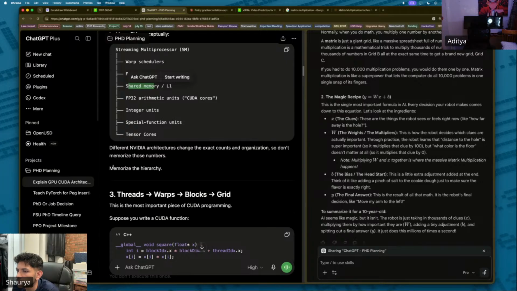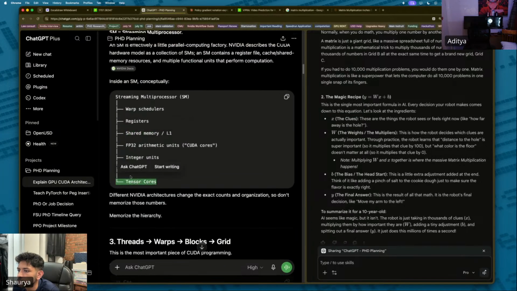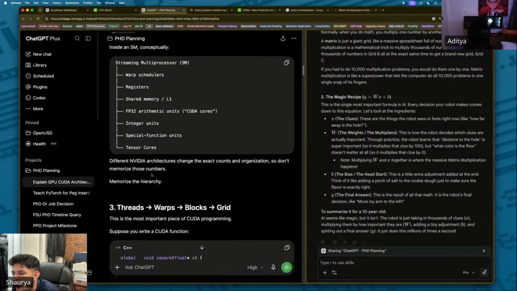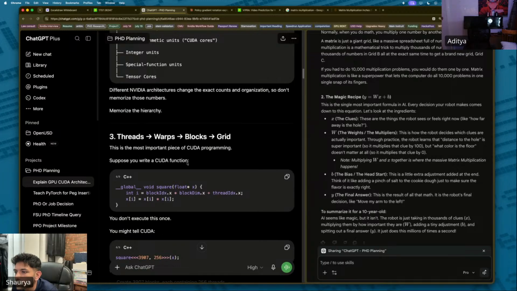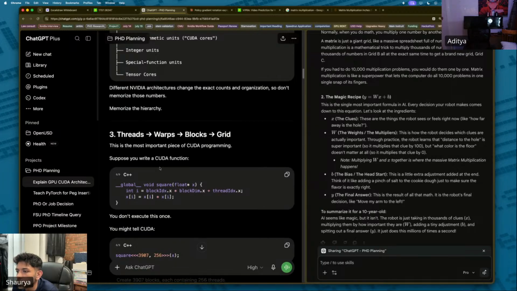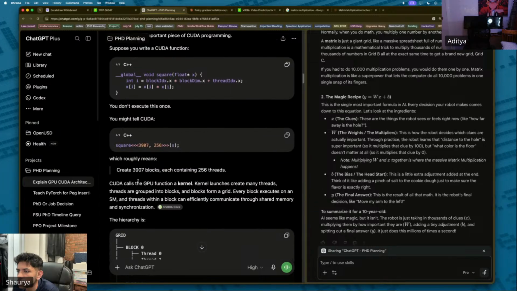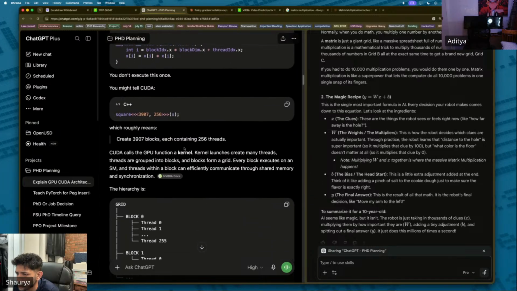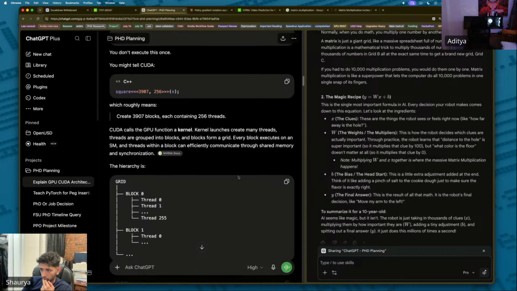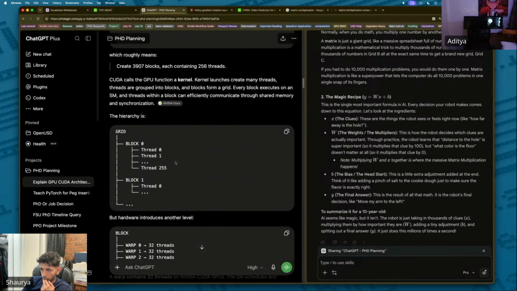Different NVIDIA architectures have tensor cores, special function units. Threads, warps, blocks. This is the most important piece of CUDA programming. Suppose you write a CUDA function. You might tell CUDA this, which roughly means create 3907 blocks, each containing 256 threads. CUDA calls the GPU function a kernel. Kernel launches create many threads. Threads are grouped into blocks. Blocks form a grid. Every block executes on an SM, and threads within a block can efficiently communicate through shared memory and synchronization.